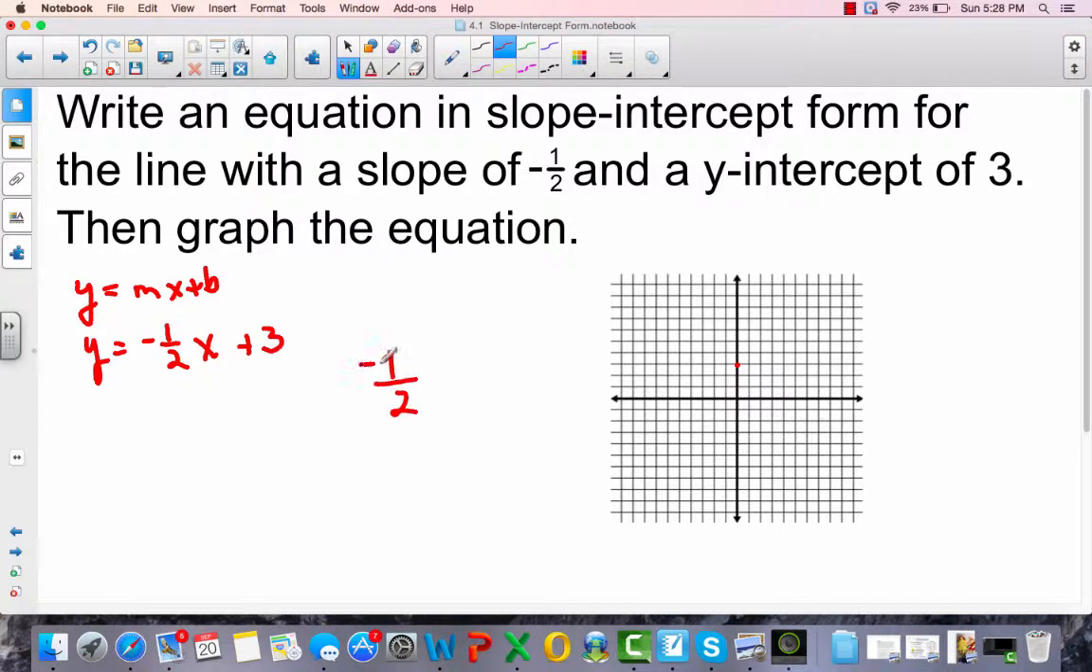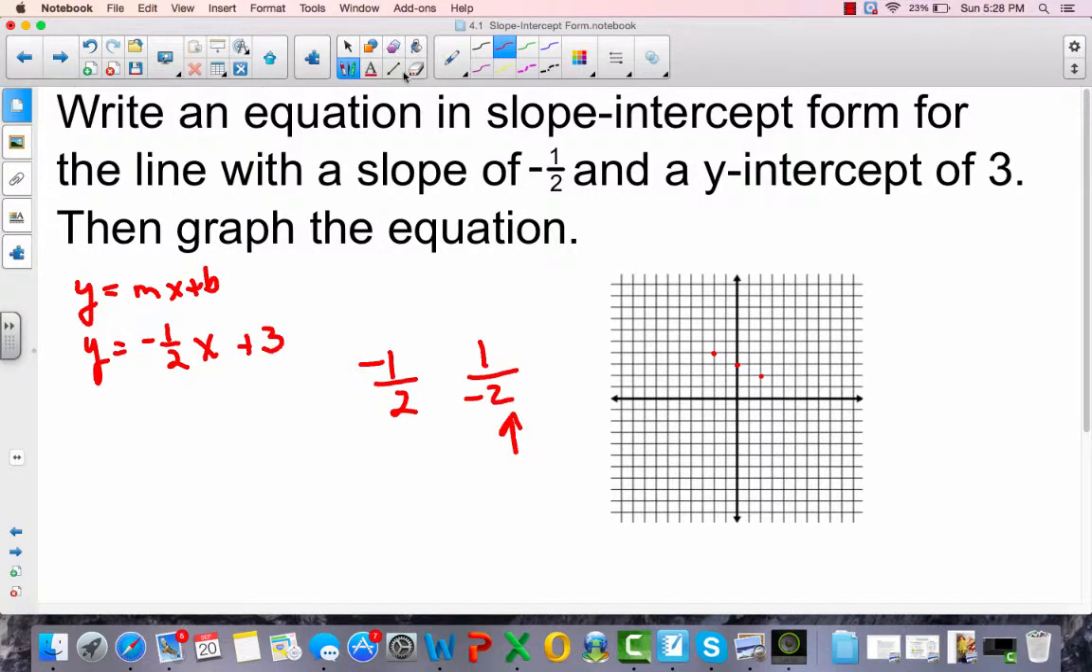Now that can be negative 1 over 2, or it can be 1 over negative 2. It doesn't matter. We'll choose this one. Let's do this one this time. So that means we go up 1, and then to the left 2. 1, 2. Now, if we had chosen this one, we would have gone down 1 and right 2. And see, it's the same line. It'll be the same line.